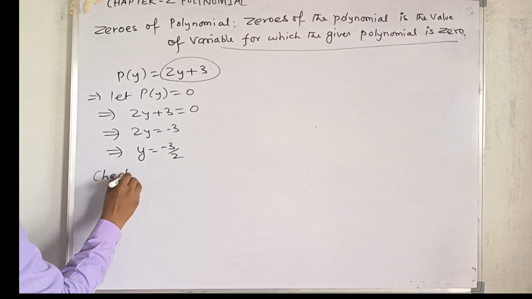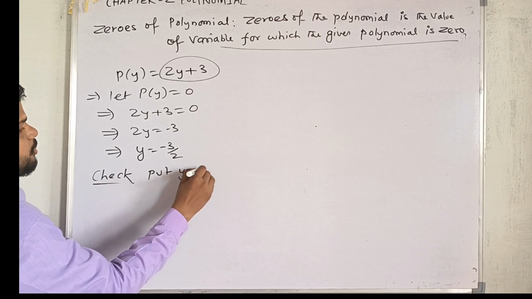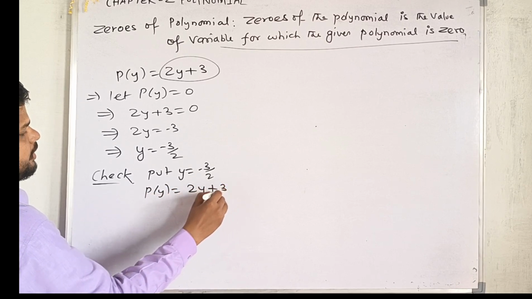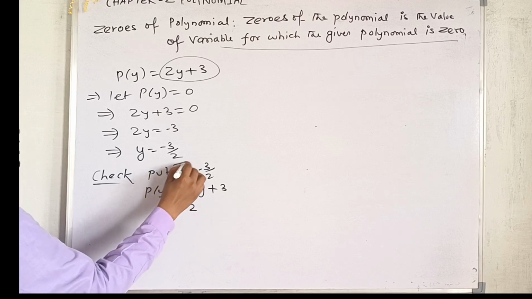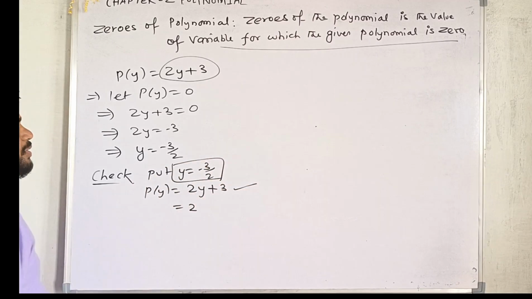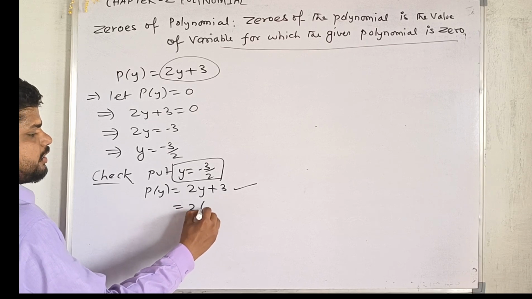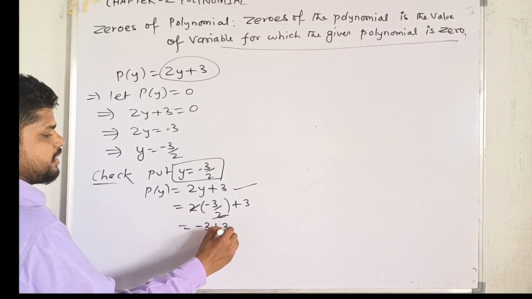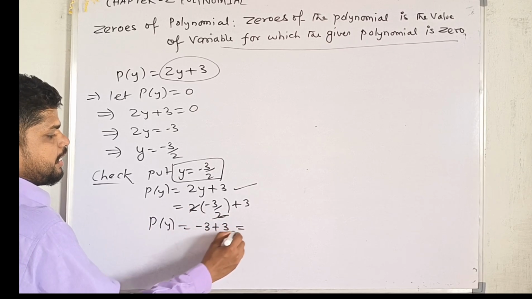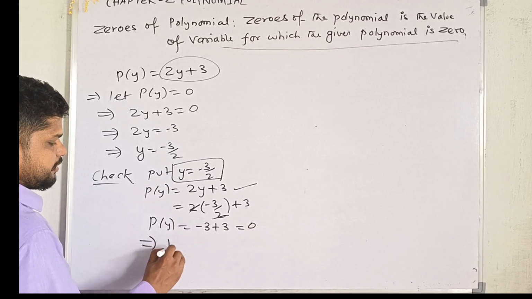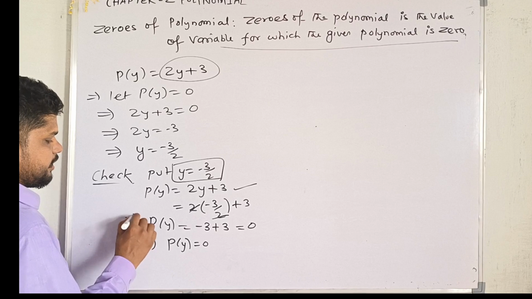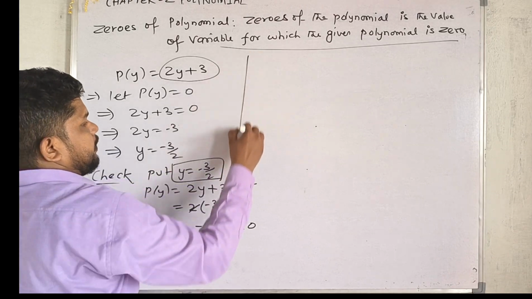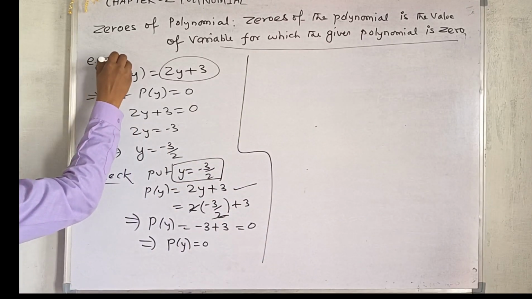To check, put y equal to minus 3 by 2 in p of y, 2y plus 3. When you put the value of y in this algebraic expression, we get 2 times minus 3 by 2 plus 3. The 2 will get cancelled, so that will be minus 3 plus 3, which is 0, so p of y is 0. In this way, this is example number 1.